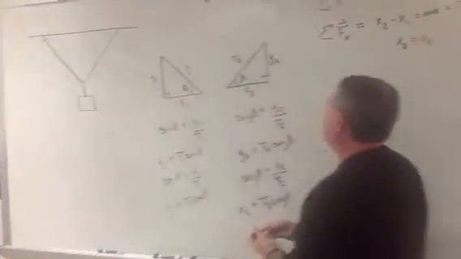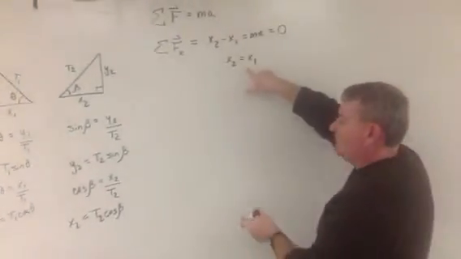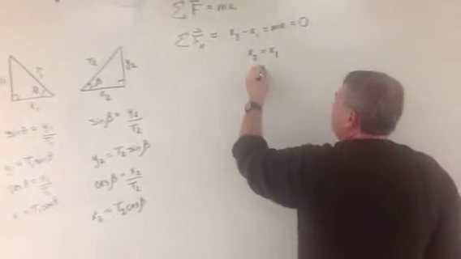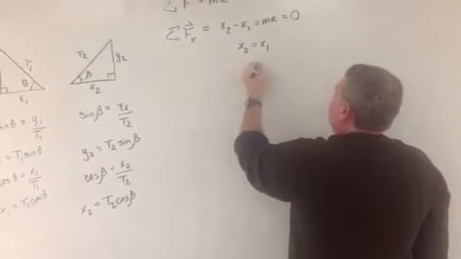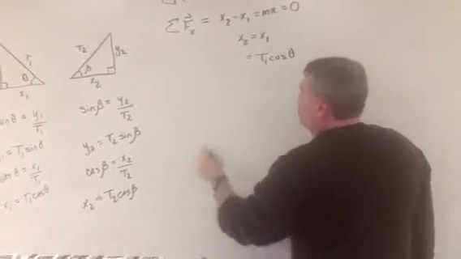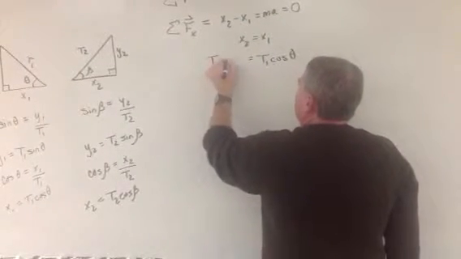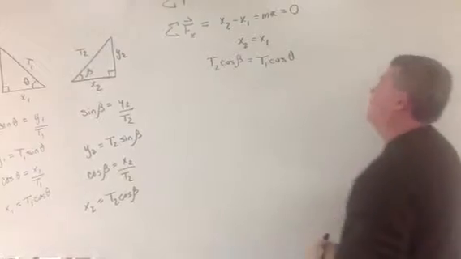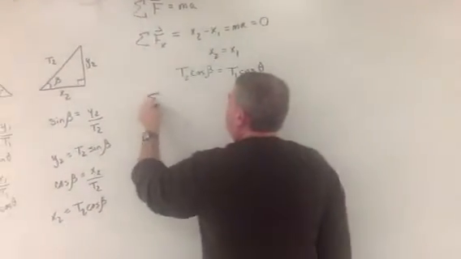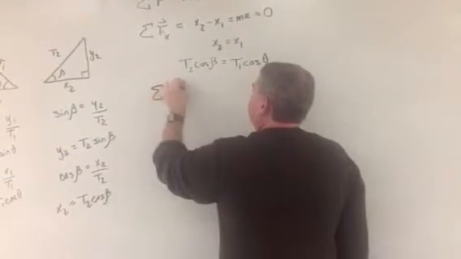So this is why it doesn't matter if you say it's x2 minus x1 or x1 minus x2. Now, if we look at what we just solved for the components, x1 is T1 cosine theta, and that's equal to x2, which is T2 cosine beta. All right, now that's the sum of the forces in the x direction. Now let's sum the forces in the y direction.